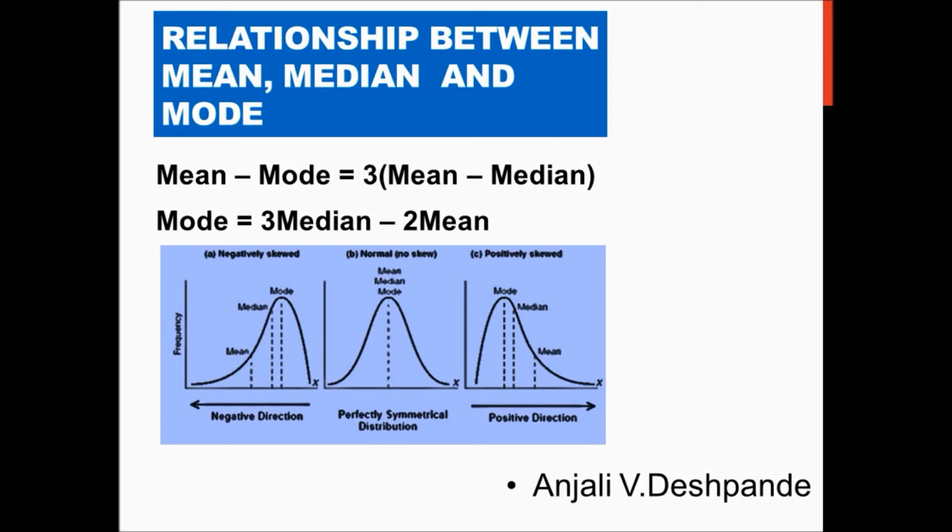Now we shall see the relationship between the mean, median and the mode. When the distribution is symmetrical, the values of the mean, median and the mode are equal. But when the distribution is not symmetrical, Karl Pearson has suggested a relationship between the three measures of central tendency. This relationship is like this: mean minus mode is equal to 3 times (mean minus median). Mode is equal to 3 times median minus 2 times mean. Okay.